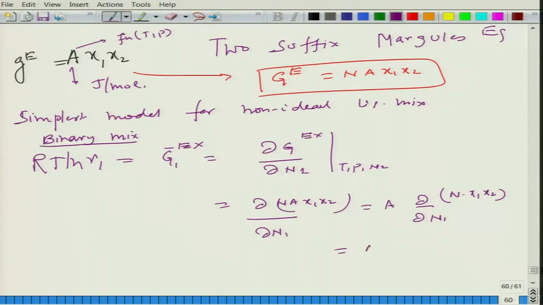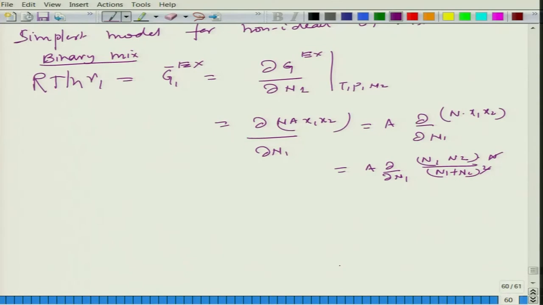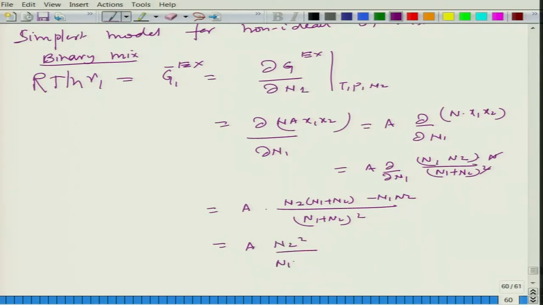Now, this I can further simplify: A del by del N1 of N1 N2 by N1 plus N2 whole square multiplied by N. So, this cancels out because there are two components, N1 plus N2 is N. Now, if you further simplify, this is going to be A times N2 times (N1 plus N2 minus N1) over N1 plus N2 square, and this further can be written as A N2 square by N1 plus N2 square. Now, this is nothing but X2, and hence I can write this as A X2 square.